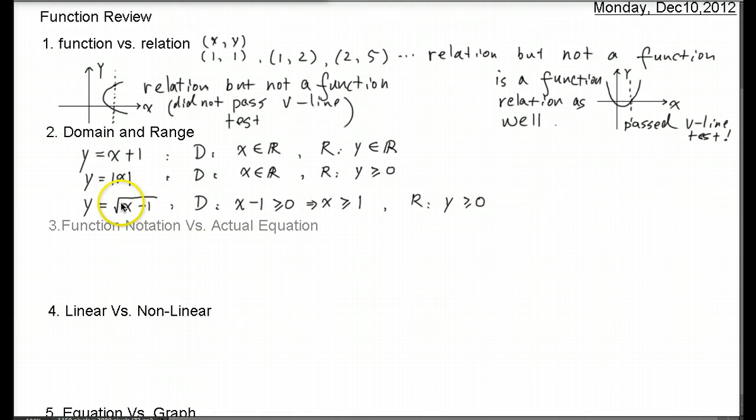Now you can do a simple test when x equals 1. x can only be 1 or greater. So when x equals 1, y equals 0. And when x increases, y also increases, but never gets negative. Okay, so that's two sections. I'll make another video talking about the rest.